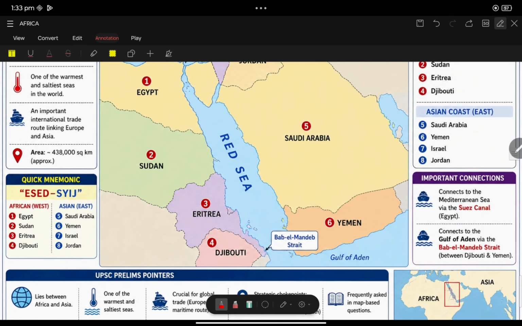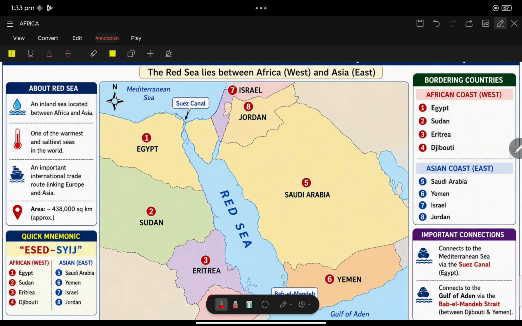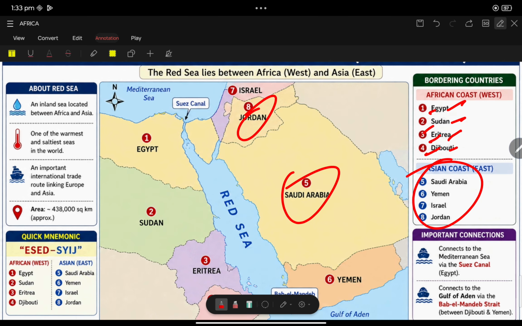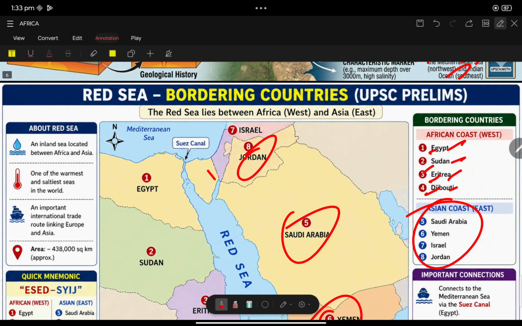This is very important: the bordering countries of the Red Sea. On the African coast: Egypt, Sudan, Eritrea, Djibouti. On the Asian coast: Saudi Arabia, Yemen, Israel, and Jordan. These are all bordering the Red Sea.